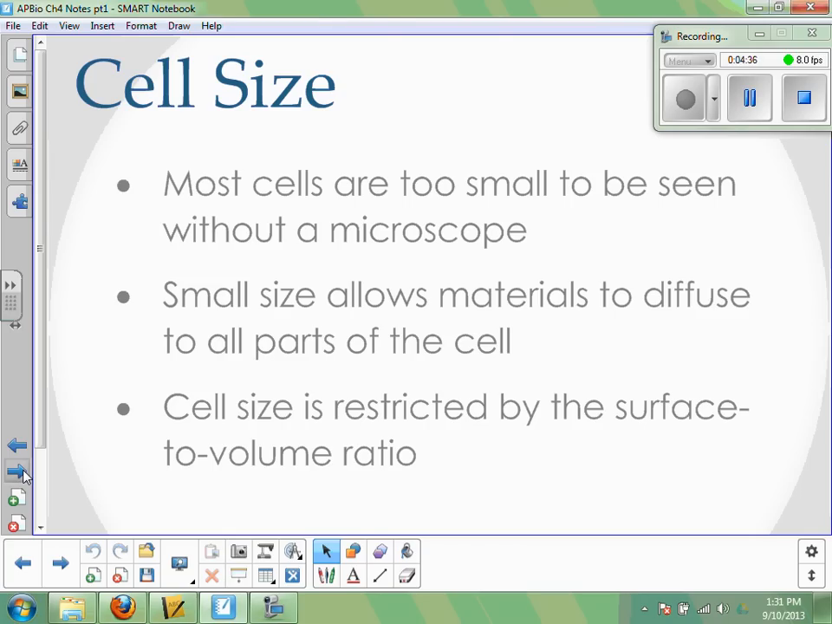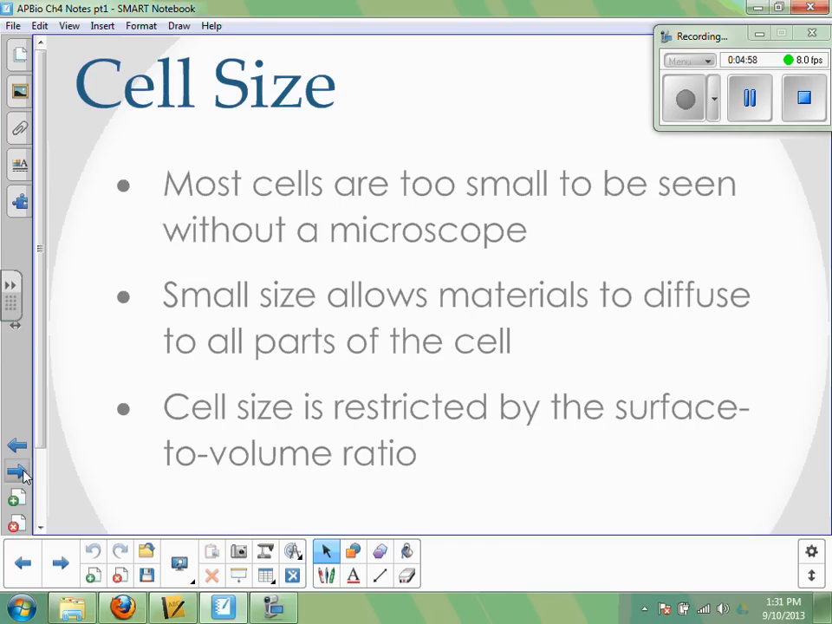If you have very, very small cells, like most cells are, there's not much volume in them, and the tiny surface area is adequate for materials to get in through by diffusion. But if you have a very large cell, there would not be enough surface to allow enough exchange of things like gases or nutrients to get in to provide for all that volume.